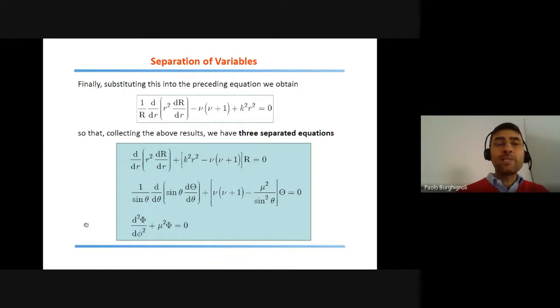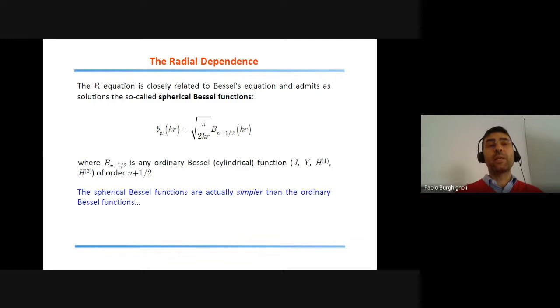So now we will examine separately these 3 ordinary differential equations, starting from the first one, that is the radial dependence, which is contained into the r function. Now this function r is closely related to the Bessel functions. In particular, it can be written as a combination of the so-called spherical Bessel functions.